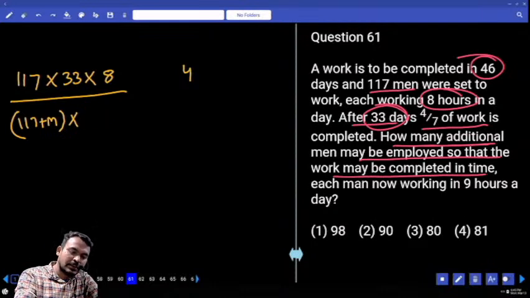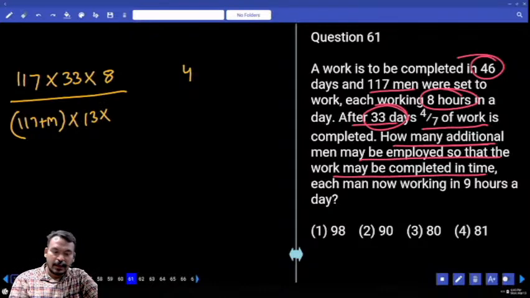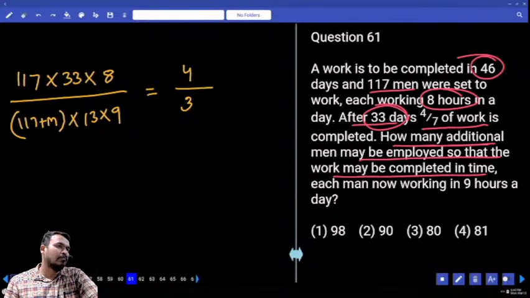Out of 46, 33 are complete. What is the remaining? 13 days. Per day how many hours are working? 9 hours. Those complete how many parts of work? 3 parts. Simply we write M1 D1 T1 by M2 D2 T2, which is equal to work 1 by work 2.